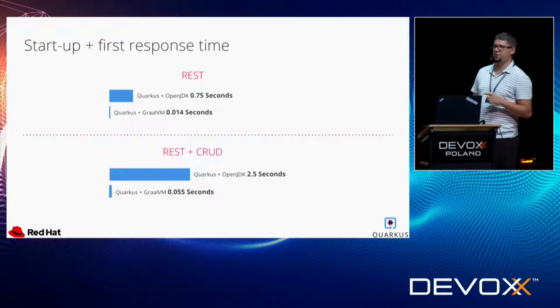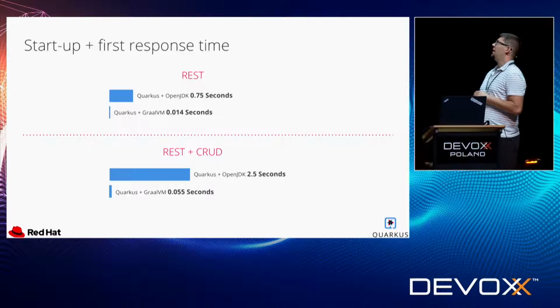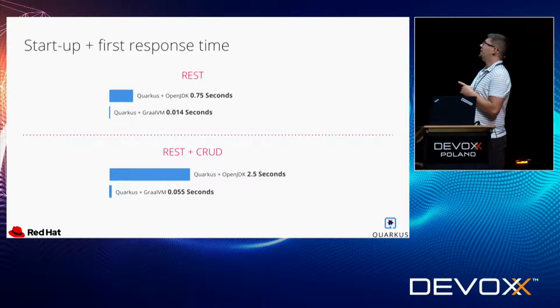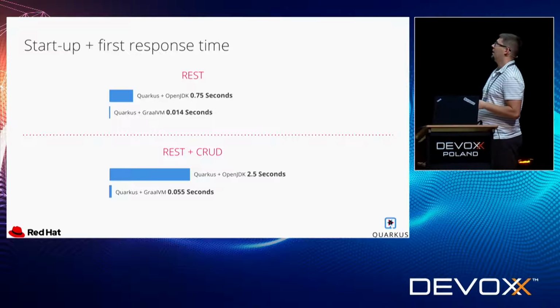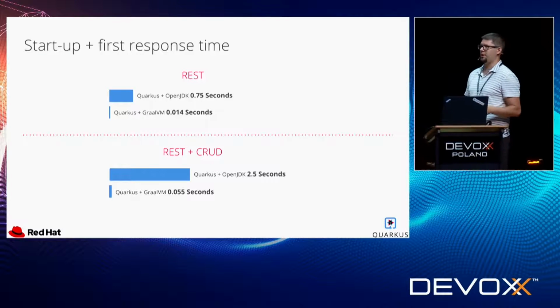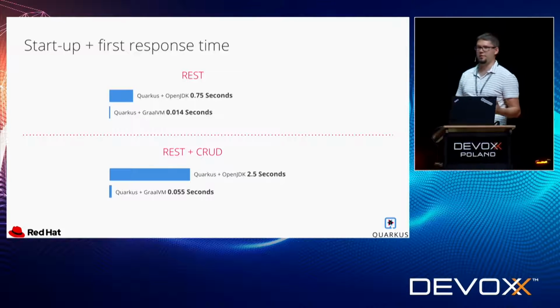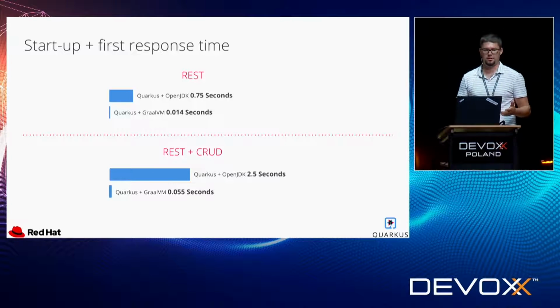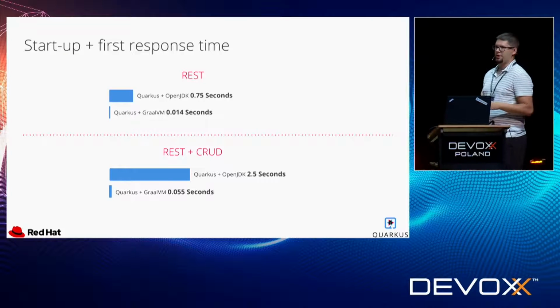This is startup time plus first response time for Quarkus applications, and as you can see, a Quarkus application running on JVM is able to start and handle a request in less than a second. But if you compile a Quarkus application to a native binary and run it, it will be able to start and handle the first request in not much more than 10 milliseconds. And if you add database stuff to it, it will still be in a couple tens of milliseconds.